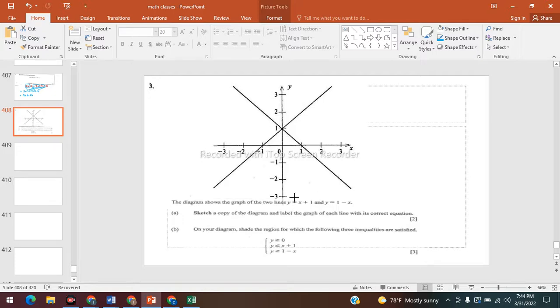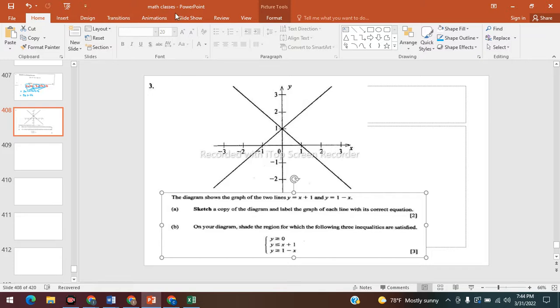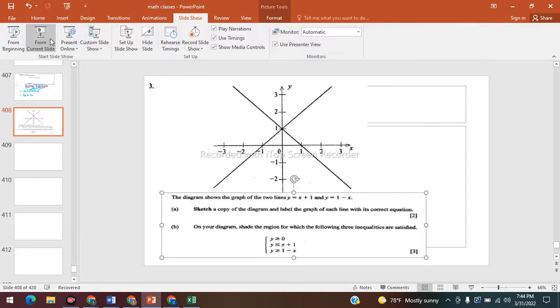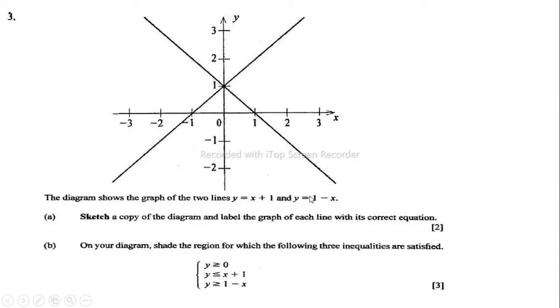Alright, so the diagram shows 2 lines. Y equals x plus 1. And the other one, y is equal to 1 minus x. So sketch a copy of the diagram and label the graph of each line with its correct equation. So the first thing we have to do, especially for you all who don't have it written, is actually draw this graph over, and when you draw it over, label what the equation of these lines are. Okay.